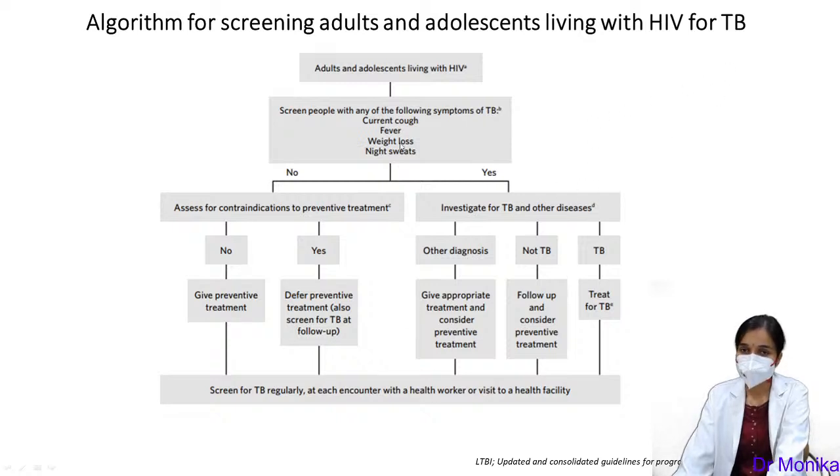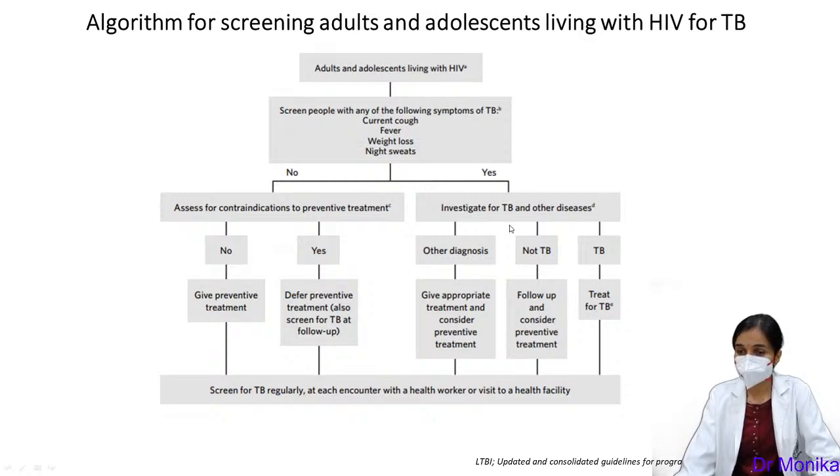So these are the algorithms used for screening adults and adolescents living with HIV for TB. In adults and adolescents living with HIV, four symptoms are screened: current cough, fever, weight loss, and night sweats. If they are not present, then we have to assess for contraindications to preventive treatment. The contraindications are active hepatitis, acute or chronic, or a patient who is a heavy alcohol user. If there is no contraindication, then preventive treatment is started. If there is a contraindication, then we have to defer the preventive treatment and screen the patient regularly for the presence of TB at follow-up.